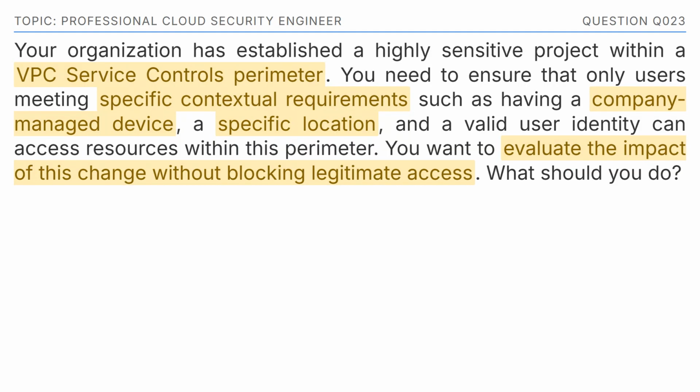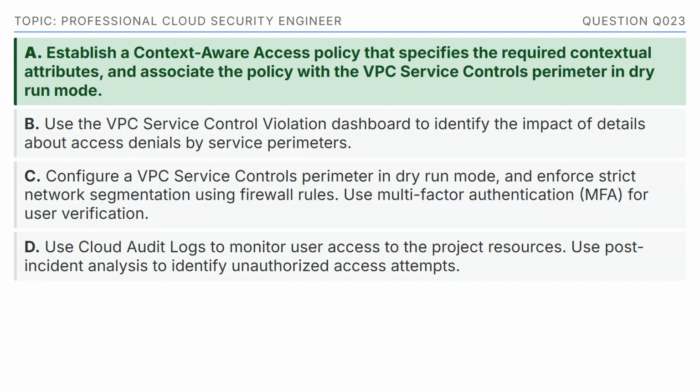To arrive at the correct answer, we focus on the keywords: VPC Service Controls perimeter, specific contextual requirements, company-managed device, specific location. Evaluate the impact of this change without blocking legitimate access. The correct answer is Option A. Establish a context-aware access policy that specifies the required contextual attributes, and associate the policy with the VPC Service Controls perimeter in dry run mode.